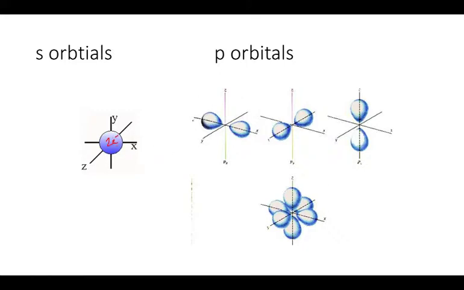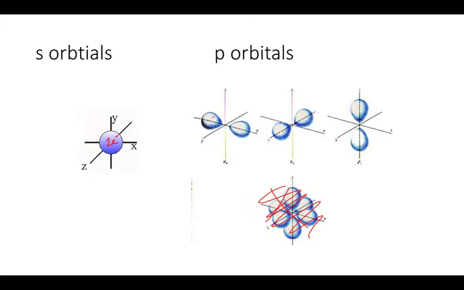Now, P orbitals. The main thing I want you to get from these is their orientation. I don't know why this one was included. Forget this guy right now. So look at their orientation. We have one dumbbell that's oriented on the x-axis, another one that's oriented on the y-axis, and another one that's oriented on the z-axis.